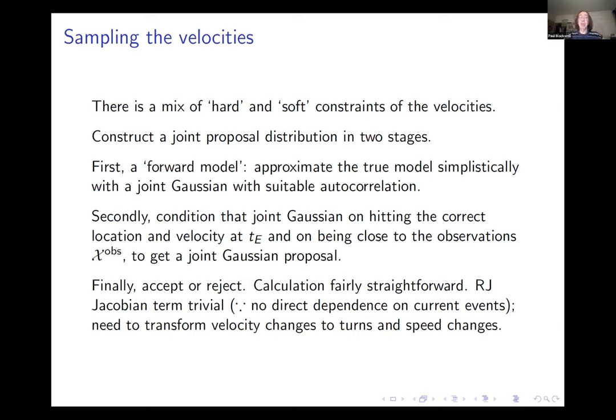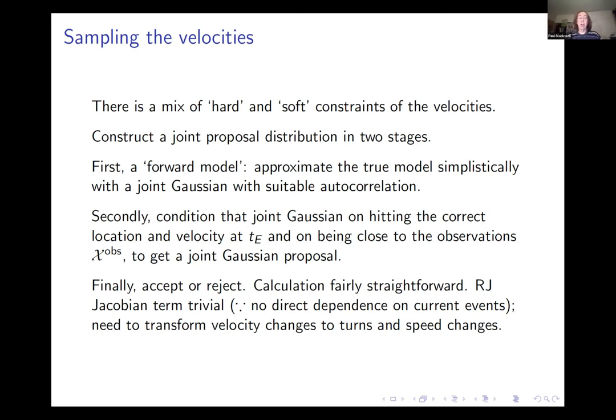But because we're doing that as a joint Gaussian, we then have the option of very easily conditioning on constraints, which are that the process has to end up at the right point, and also we know that it goes close to the observations. So we condition that forward model to get a joint Gaussian that takes into account the data, and that's what we use as the proposal distribution. So we then have a tractable proposal distribution informed by the data that looks quite a lot like the underlying model. And it turns out if we do that, then the accept or reject calculation is quite easy to do.